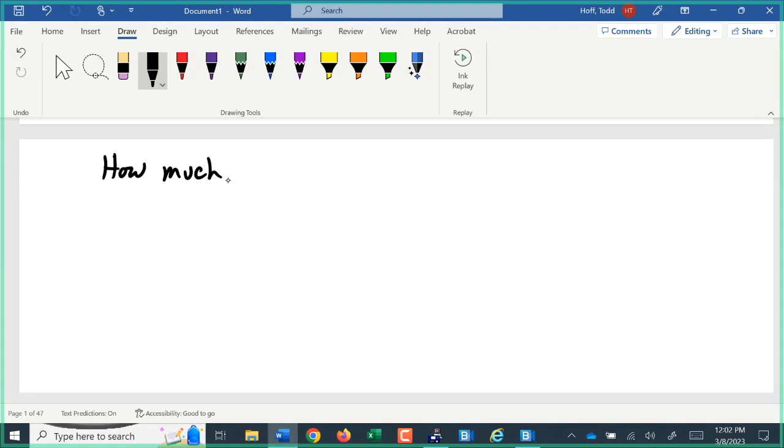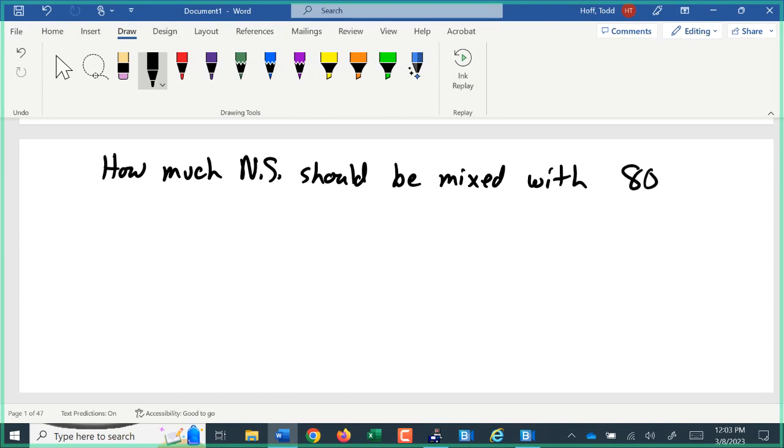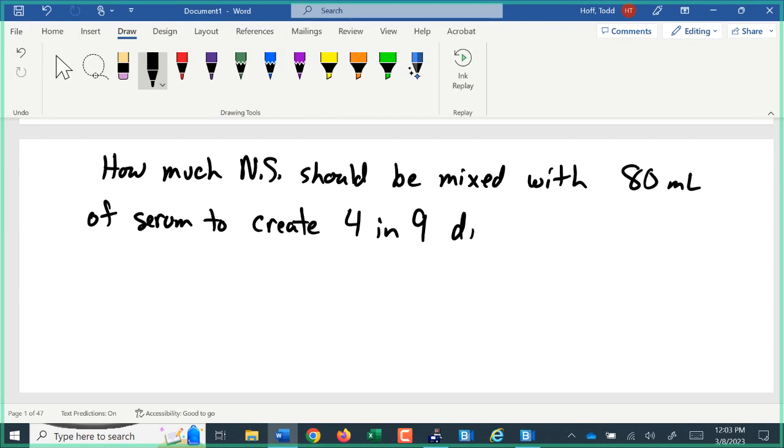We might ask how much saline should be mixed with 80 milliliters of serum to create a 4:9 dilution.